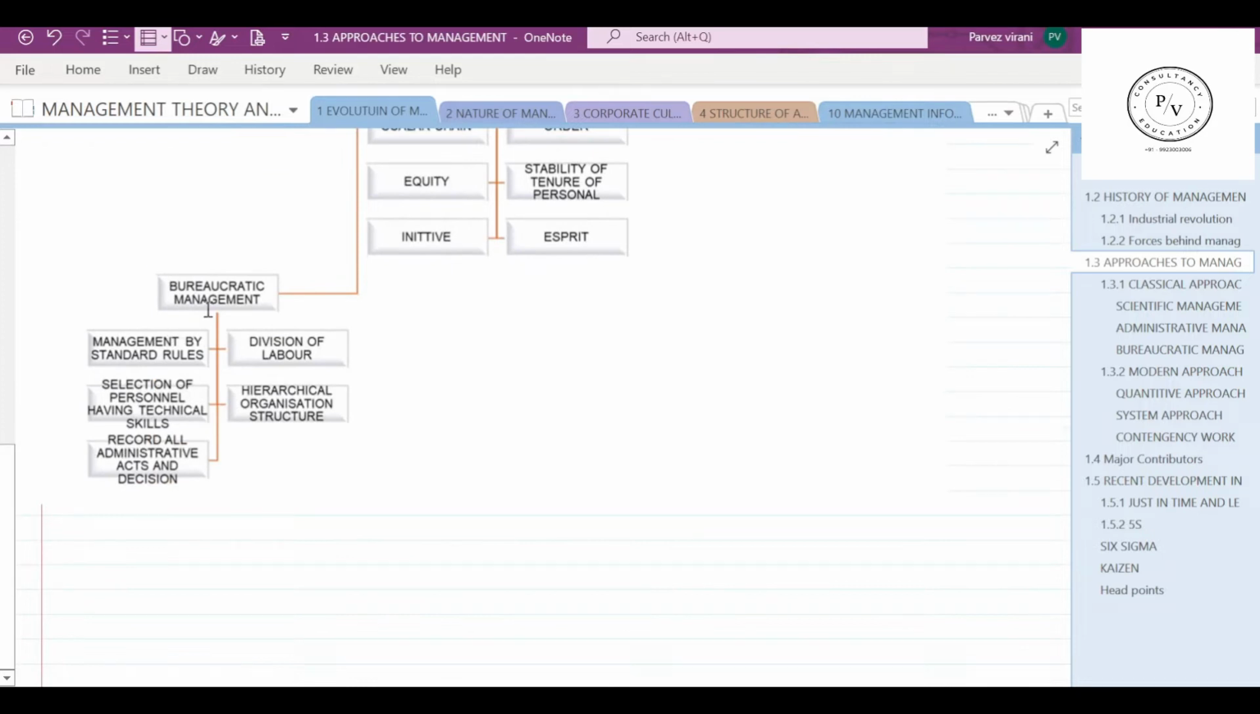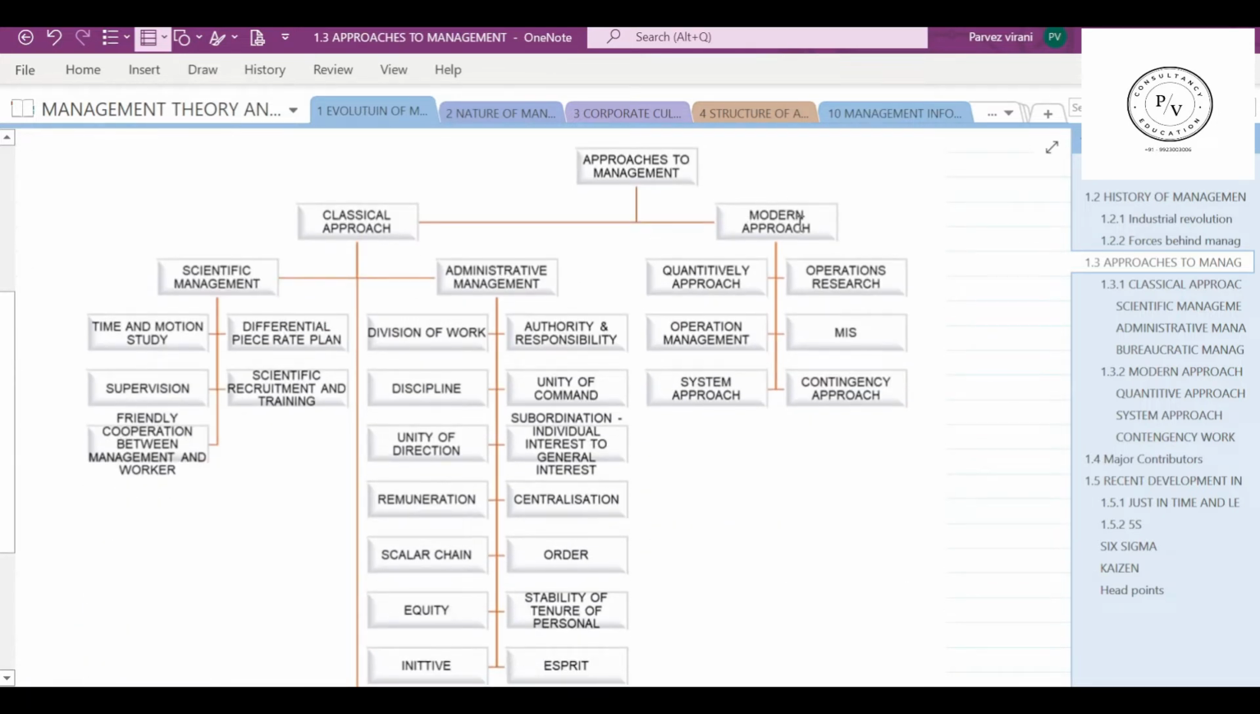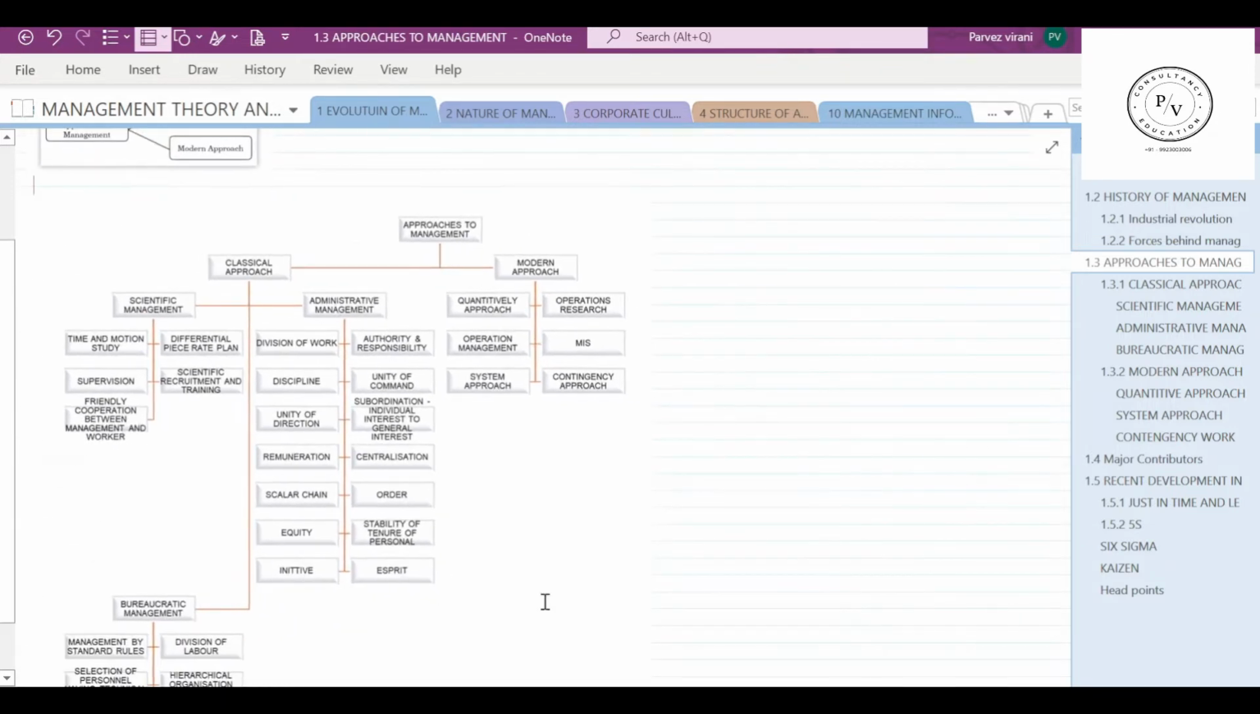थर्ड पॉइंट, ब्यूरोक्रेटिक मैनेजमेंट: management by standard rules, selection of personnel having technical skills, record of administrative acts and decisions, division of labor, hierarchical organizational structure. So this is your classical approach. Let's go to the modern approach. The modern approach is again divided into six areas: quantitative approach, operations management, system approach, operations research, MIS, and contingency approach. So this is how the complete tree chart is looking.